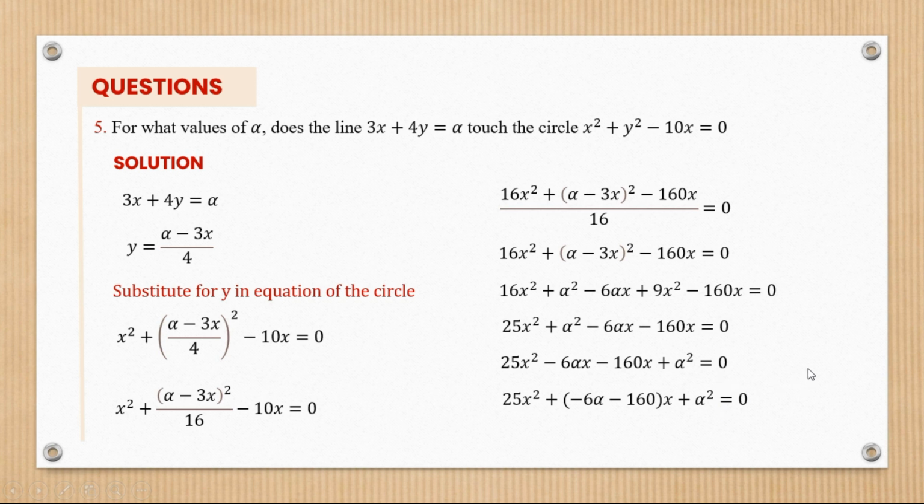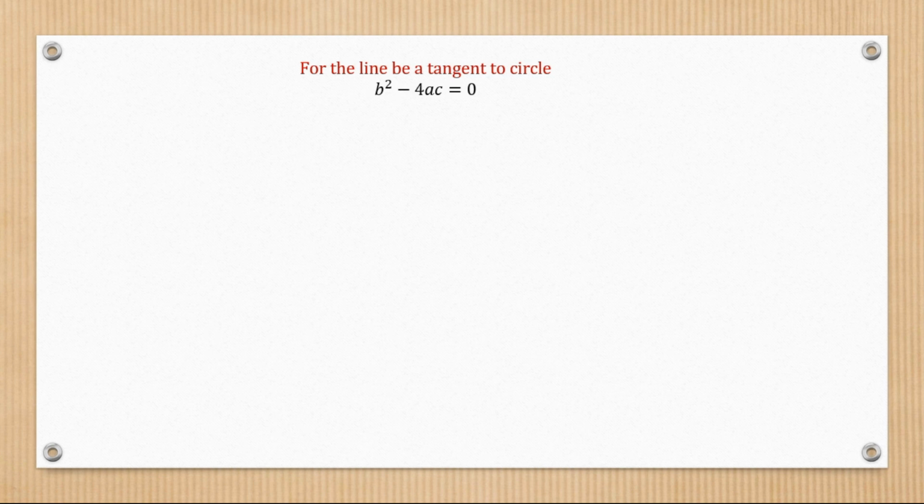So now when I look at this, we're being asked for what values the line touches the circle. So that means that we must find values of alpha that show that the line is the tangent to the circle. So the values of alpha that make that line a tangent to a circle. So now remember that for a line to be a tangent to the circle, b squared minus 4ac should be equal to 0. So now plug in the values of b.